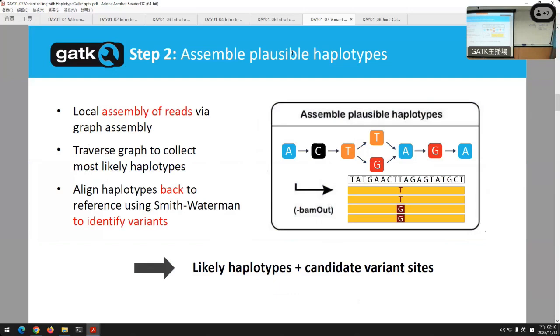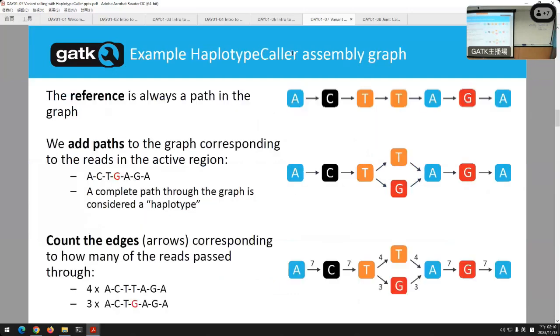You can do that with other things, with graphs. What we usually do is create a graph. The HaplotypeCaller uses a De Bruijn graph. The details are not important, but let me show you what it looks like. Actually, the reference is technically a path in the graph. So in our toy example, on the top, I have the reference sequence ACTTAGA. So now we have a visual graph.